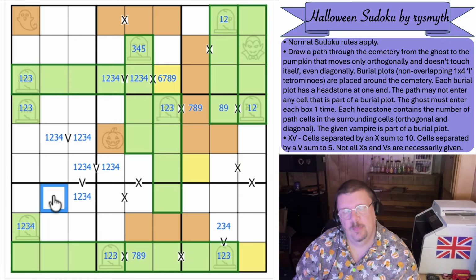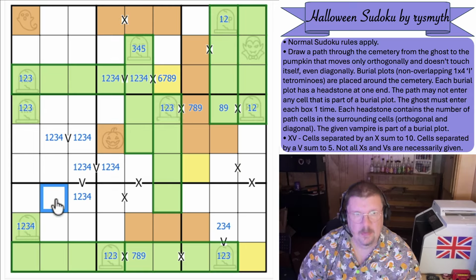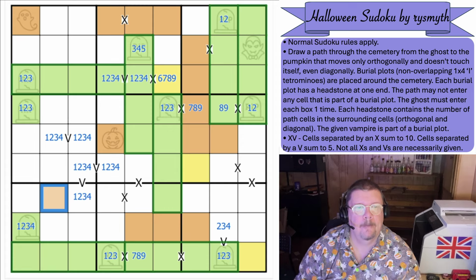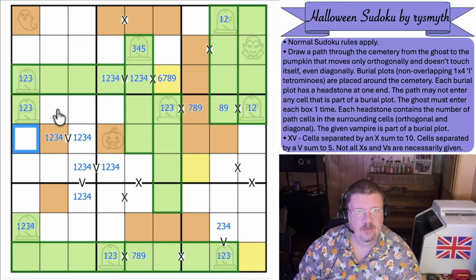How can that not be on the path? If that were not on the path, then that and that would be a cul-de-sac, and that would have a 0 value. So that has to be on the path. And likewise, that has to be on the path, because otherwise those two would both be cul-de-sacs.